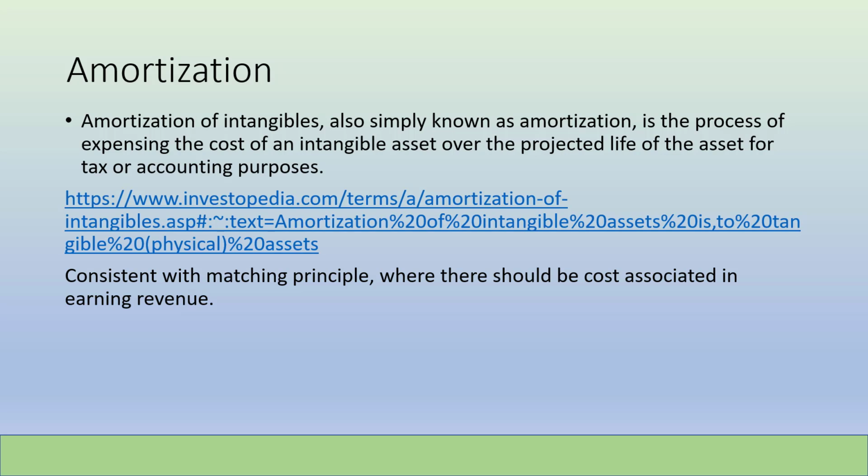Now for amortization, I got the definition from Investopedia. It says amortization of intangible assets is the process of expensing the cost of an intangible asset over the projected life of the asset for tax or accounting purposes. This is important because we are trying to match the benefits that we receive from using the asset, in this case the patent in our illustration, with its associated costs. So that is consistent with the matching principle.